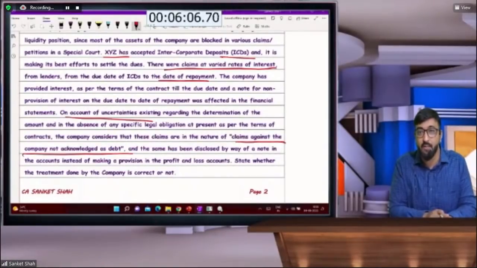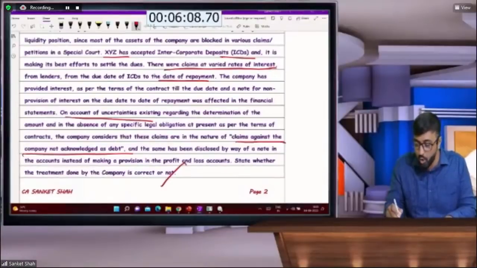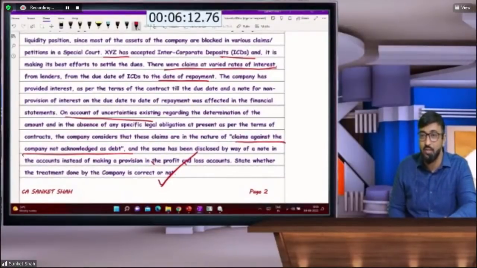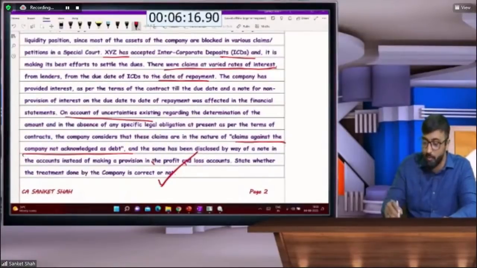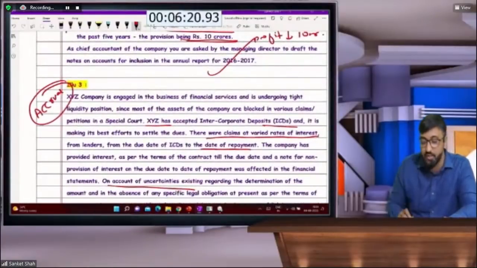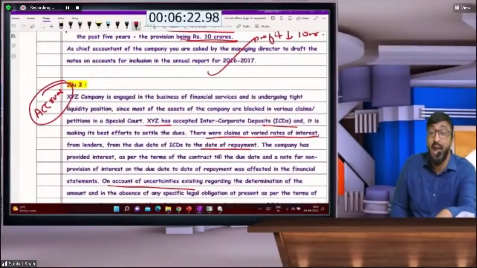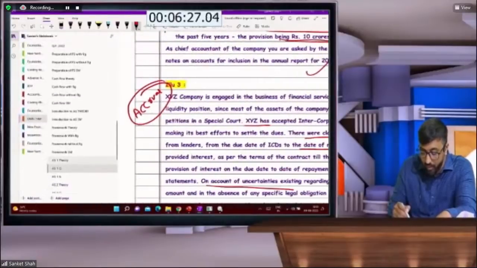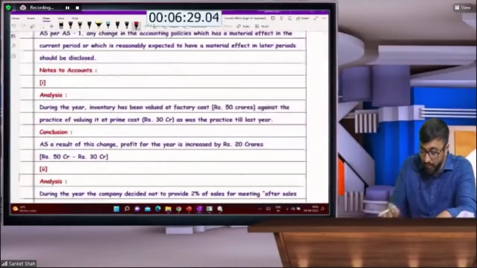State whether the company's treatment is correct or not correct. So the company's treatment is not correct. Why is it not correct? Because the company is following the accrual concept of accounting. So you have to give a reference of the accrual concept. This question is basically depending on the accrual concept. So as per accrual concept, how to write the answer?